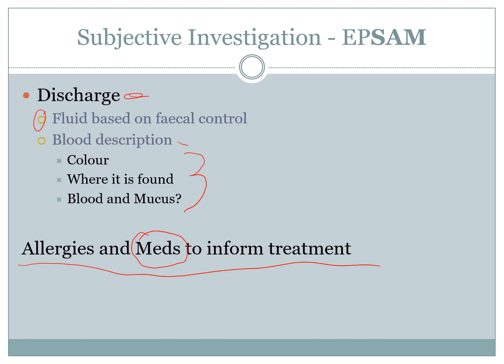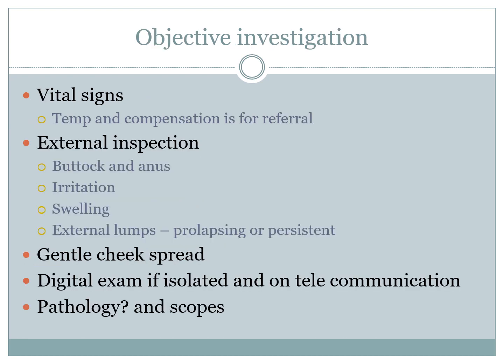When we move from subjective investigation into objective, this is where things can get a little bit sensitive with the patient. We always start with vital signs. If the patient has a temperature, or signs of compensation due to a loss of blood, that's immediate referral. A temperature is mostly associated with a perianal abscess, and they need immediate management. Compensation from blood loss means a pretty good bleed, a pretty good hemorrhoid. They can get referred from there.